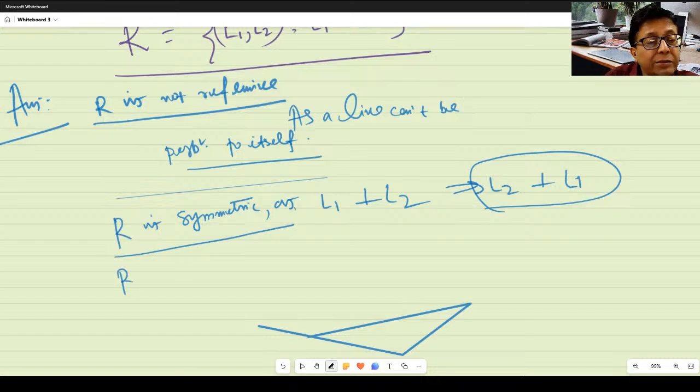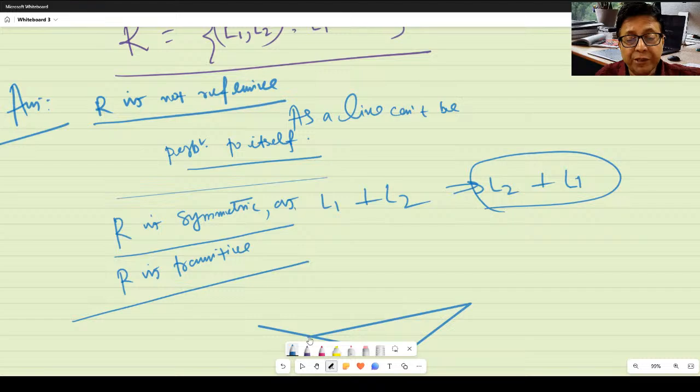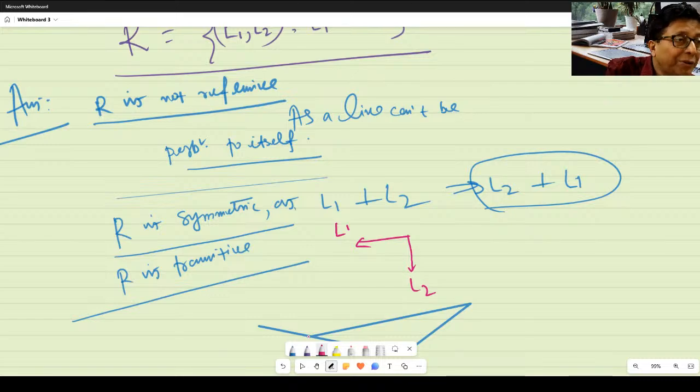R is transitive or not? R is not transitive, because I'm just drawing a diagram for you for your better understanding. Say this is L1, this is L2. You have to take L1, L2 and L2, L3. Now L3 is this. It also has to be perpendicular. So what is your observation? L1, L3 perpendicular or parallel? They are becoming parallel.